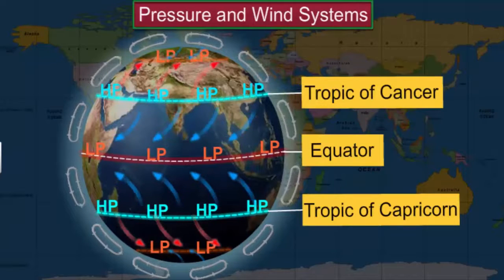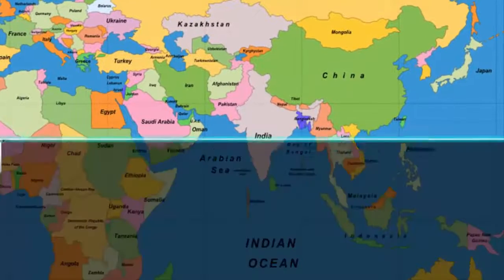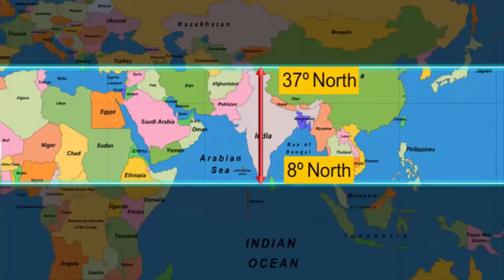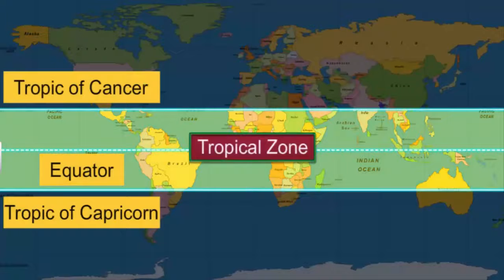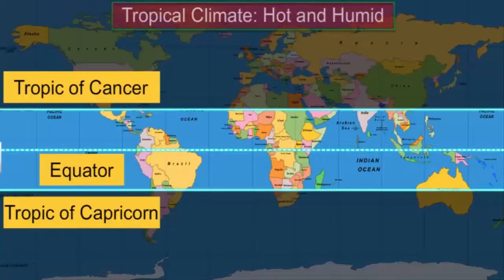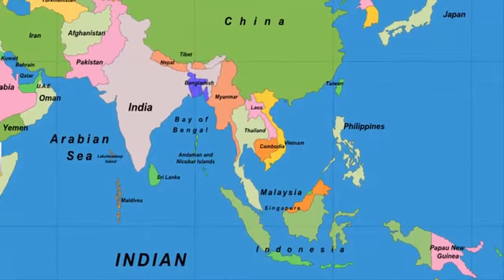India is situated approximately between 8° north and 37° north latitude. It falls under the tropical region, which is the belt between the two tropics. Predominantly, the climate of places located in the tropical region is hot and humid. Tropical climate is found mainly in South and Southeast Asia.